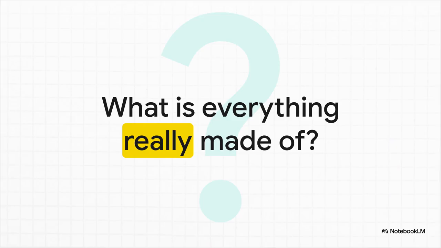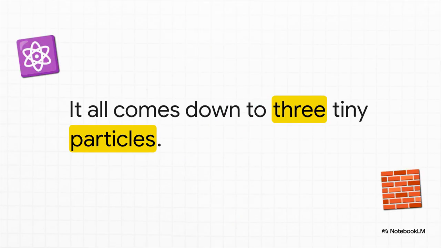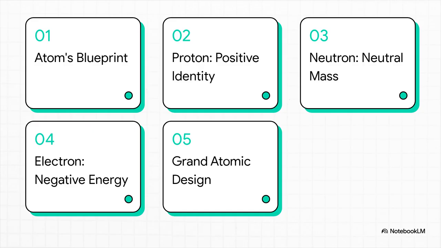So let's just start with that one massive question. If you could zoom in, and I mean way, way in, past what any microscope could ever show you, what would you find? What's the fundamental stuff that makes up reality? You know, the answer is surprisingly simple, but it's also incredibly powerful. Everything, and I mean everything, is built from just 3 ridiculously small particles. So, let's meet them.